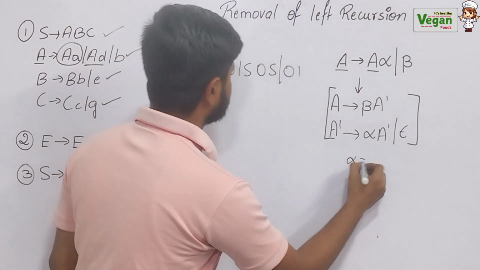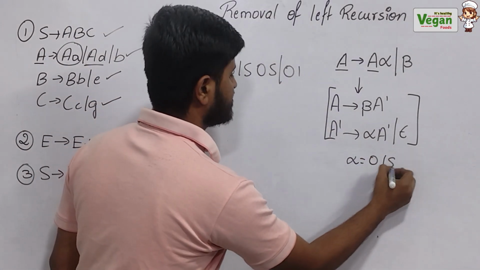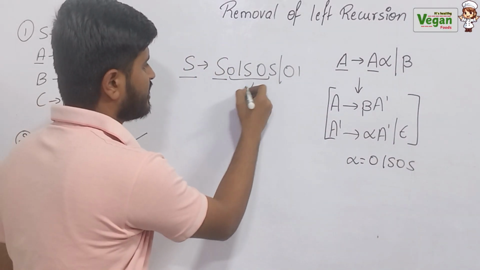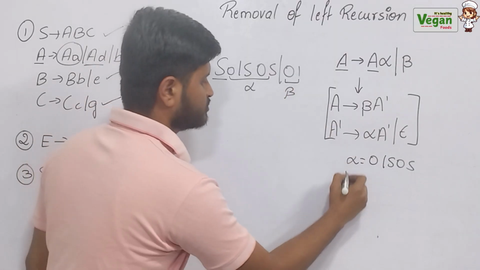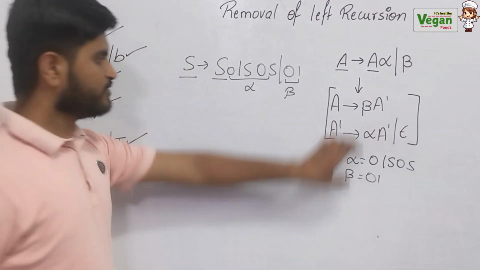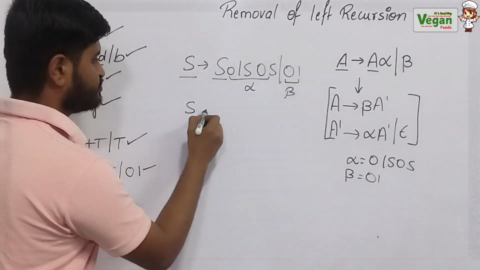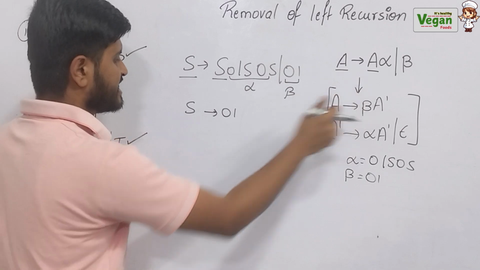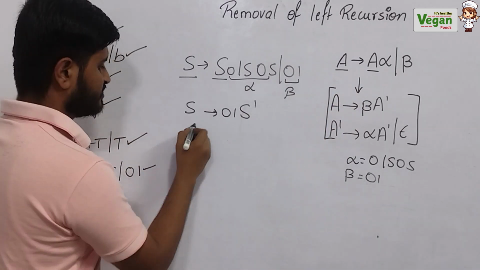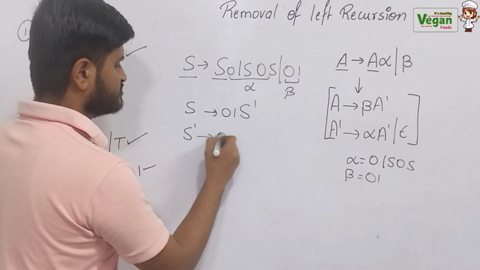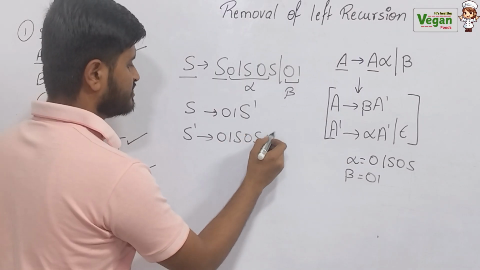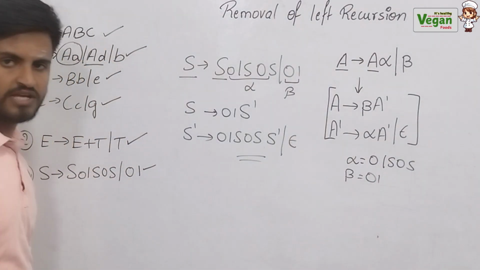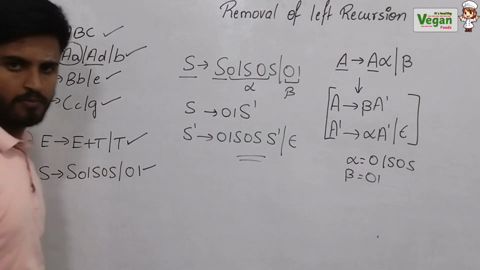So now alpha value is 01 S0, except capital letter S, all will be considered as the alpha value. This will be the beta value. So beta value is 0 and 1. If you convert to this format, S producing beta, 01 S dash, means S dash producing alpha value 01 S0 S dash and S dash slash epsilon. So now you have removed the left recursion in the third problem also.